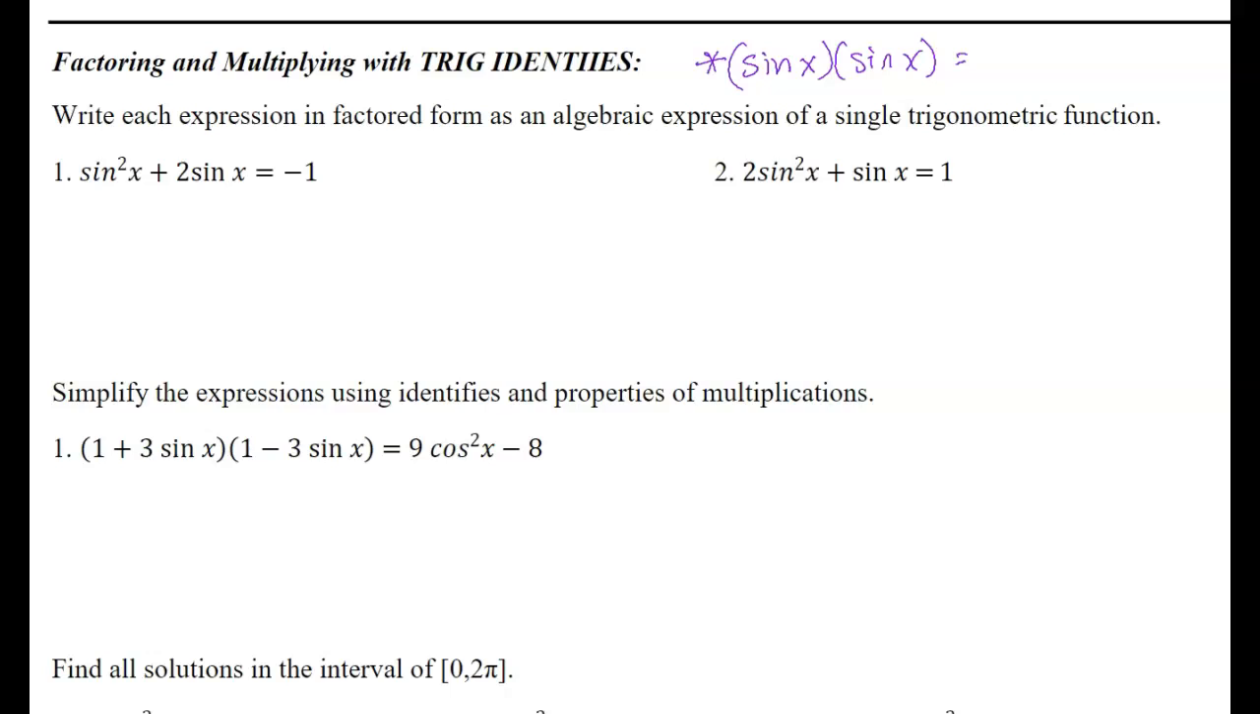So here, this is sine squared of x. We don't write it as sine x squared because we're not actually squaring the x, right? This is not sine times x. It is sine of x. It's a totally different number. So we're not squaring the x, we're squaring the sine. We're squaring the trig function.